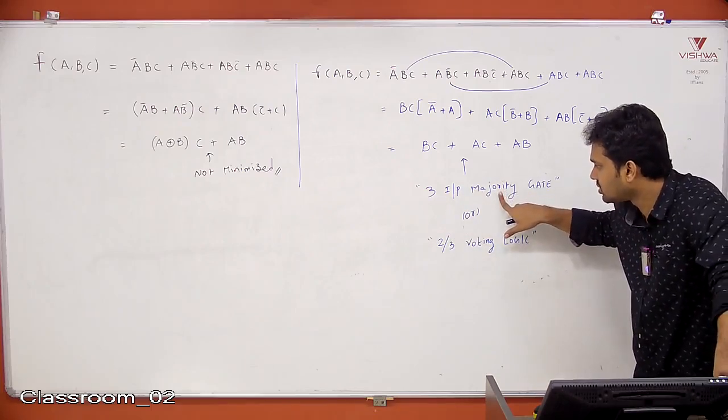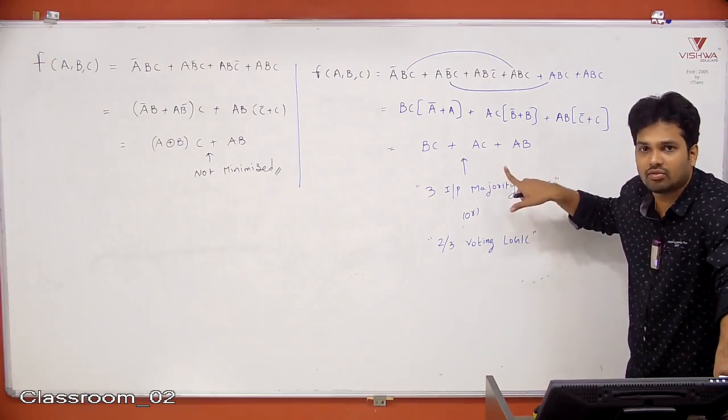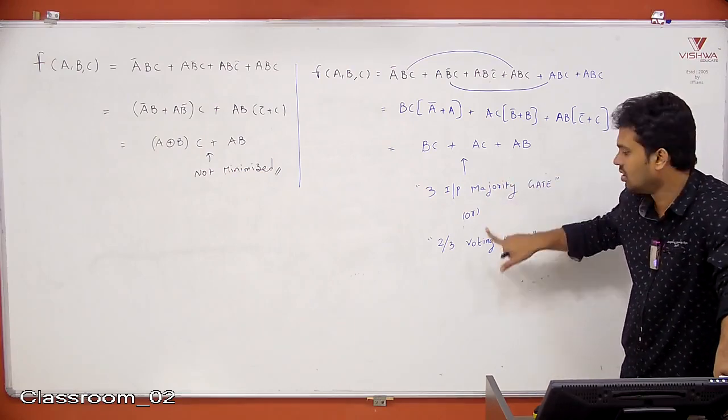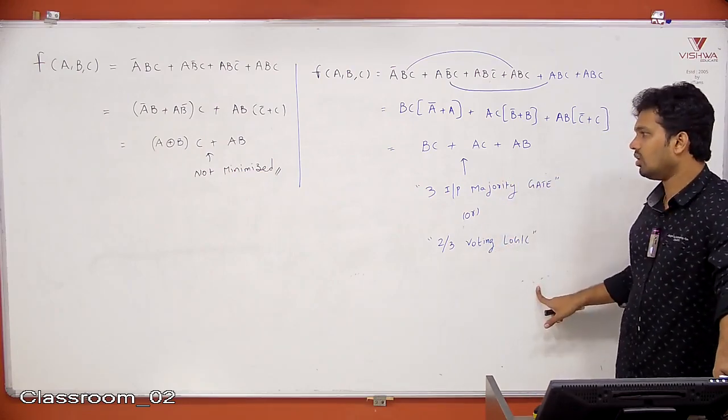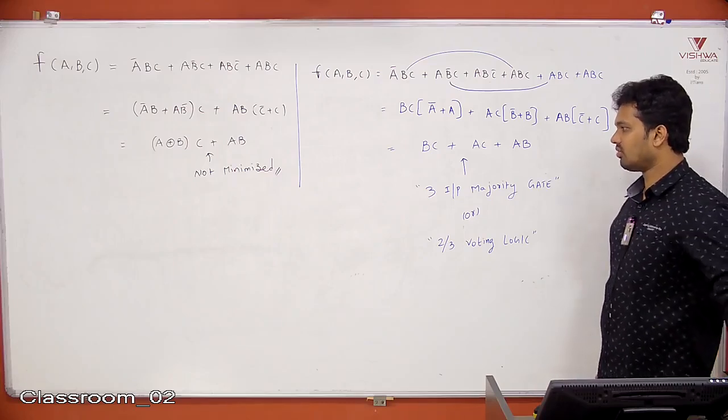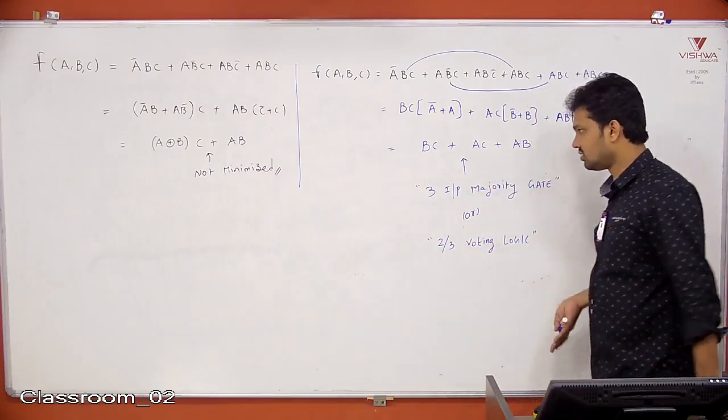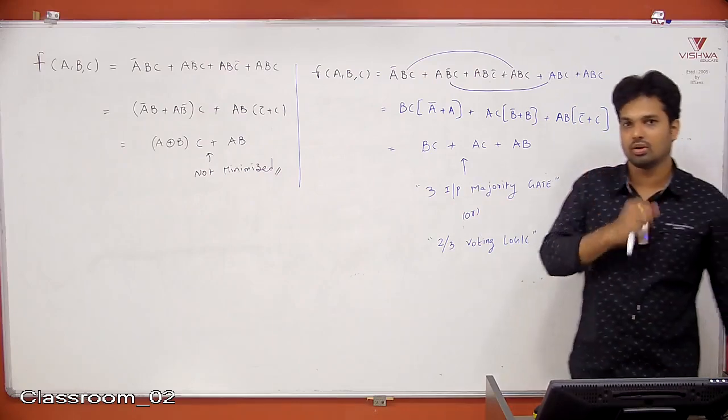Majority of the inputs are 1, output is 1. Majority of input is 0, output is 0. It is also called 2 by 3 voting logic. You may have the doubt, sir, what is the importance of this name or this logic? I will show you one practical application.